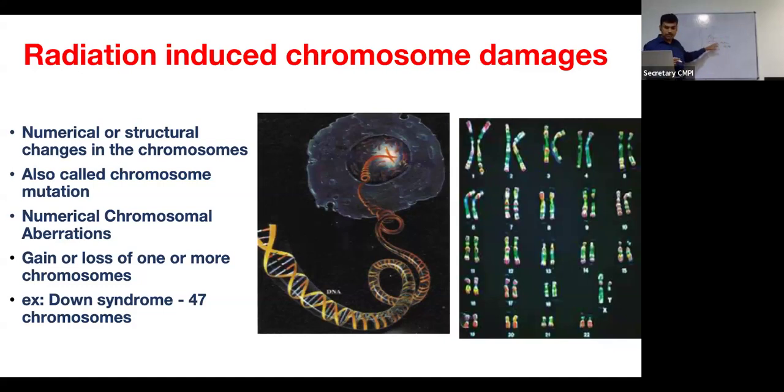Any number changes because of radiation. Number changes means sometimes some of the chromosomes get deleted or lost from the nucleus, or there is a gain of chromosomes, multiplication, chromosomes will repair and it may act as a new chromosome as a gain. This is called a numerical aberration. Example for numerical aberration, Down syndrome. Instead of 46, sometimes it comes 47 chromosomes. That is called Down syndrome.